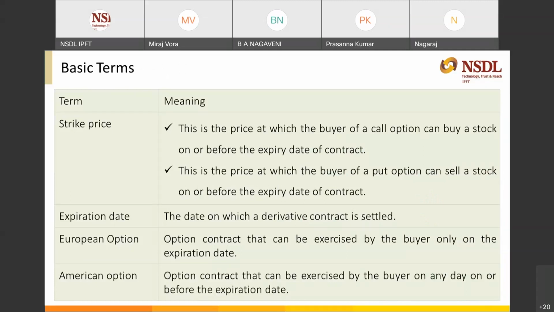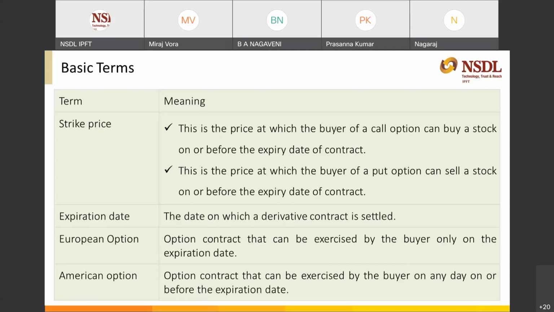So now let's talk about a few basic terms. In options, what we had already learned is that when you are a buyer of an option, your price is predetermined, your quantity is predetermined, and whether you would be buying that underlying or selling that underlying is predefined. So for example, if you are a buyer of a call option, the price at which you will be buying, which is predefined, is known as the strike price. At that particular price, you would be buying that underlying.